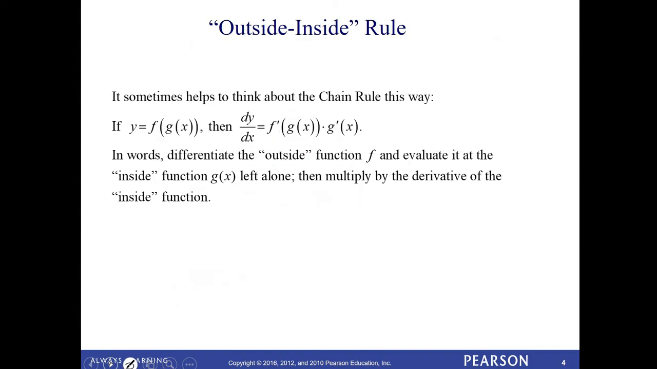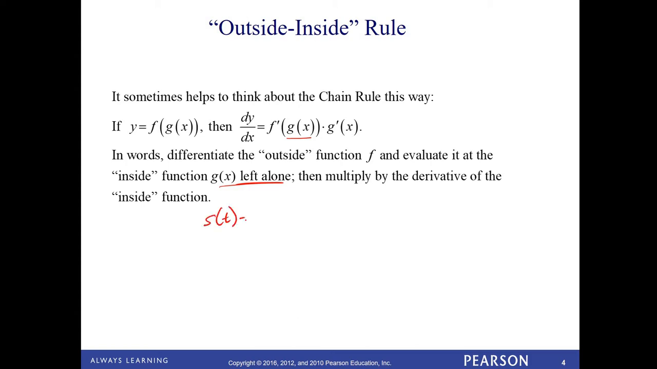We can also look at this as the outside-inside rule. And for simple functions, I think this is really an easy way to go. It helps you think about the chain rule as if y equals f of g of x, then dy/dx is the derivative of the outside function, keep the inside the same, times the derivative of the inside. In other words, differentiate the outside and evaluate it at the inside, which is left alone, then multiply by the derivative of the inside.